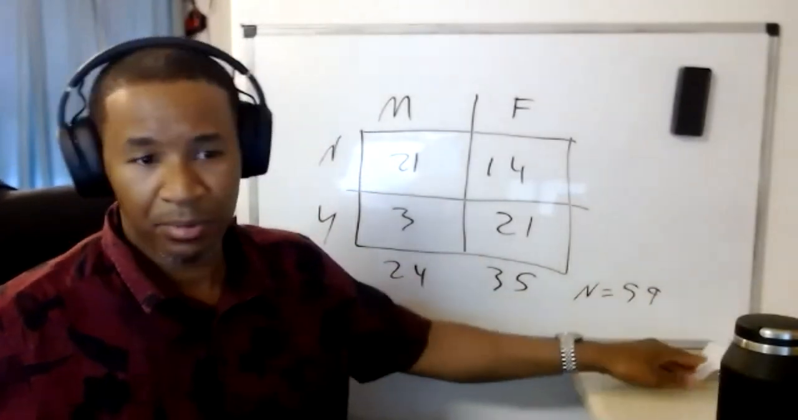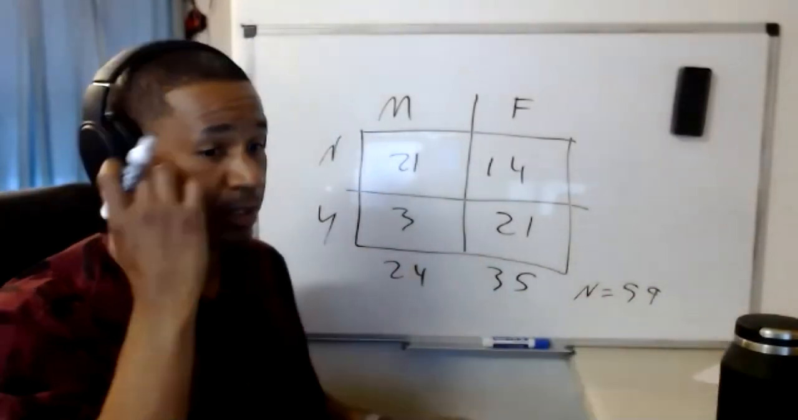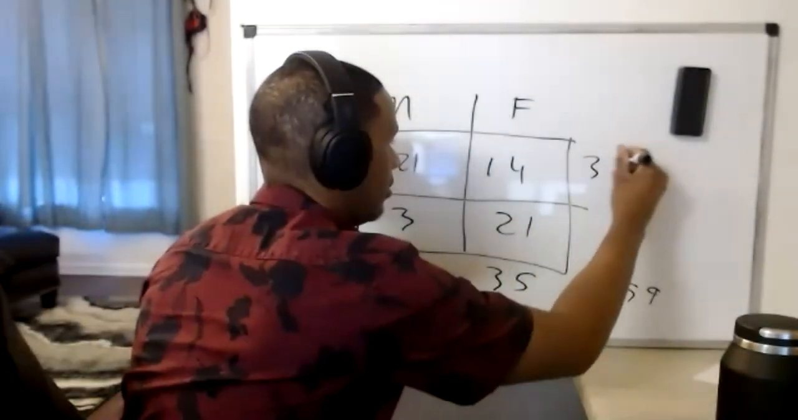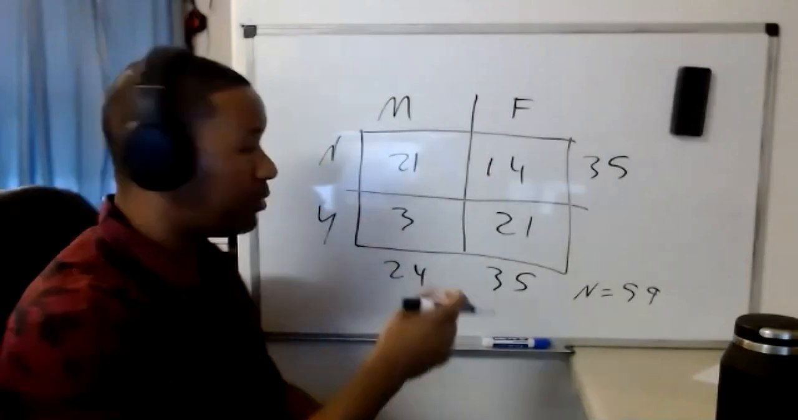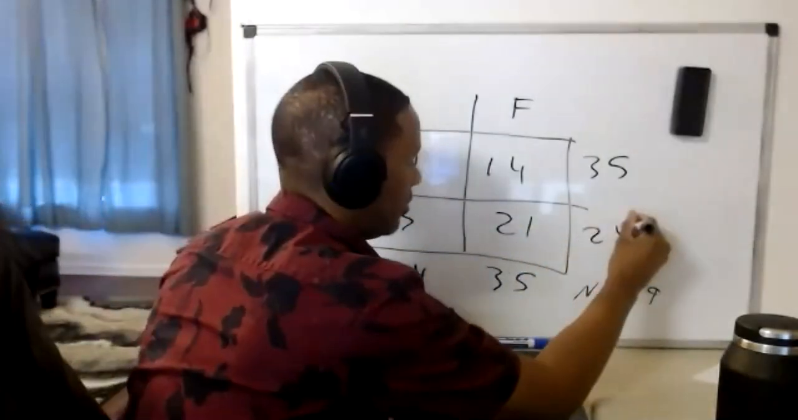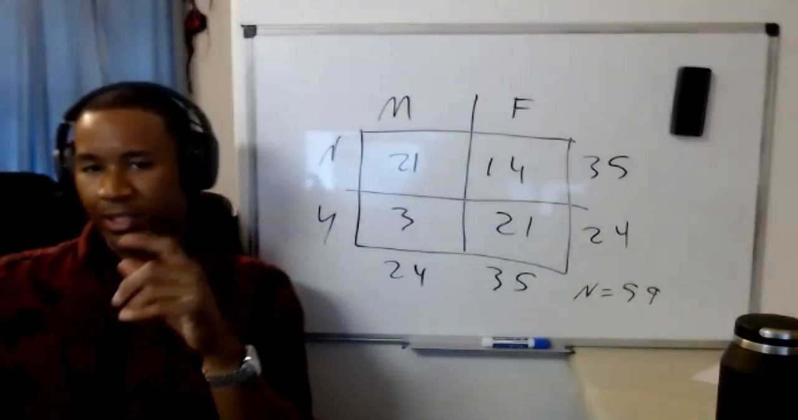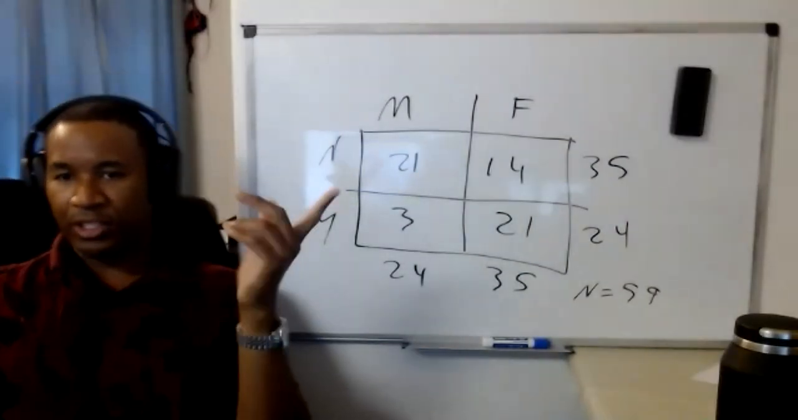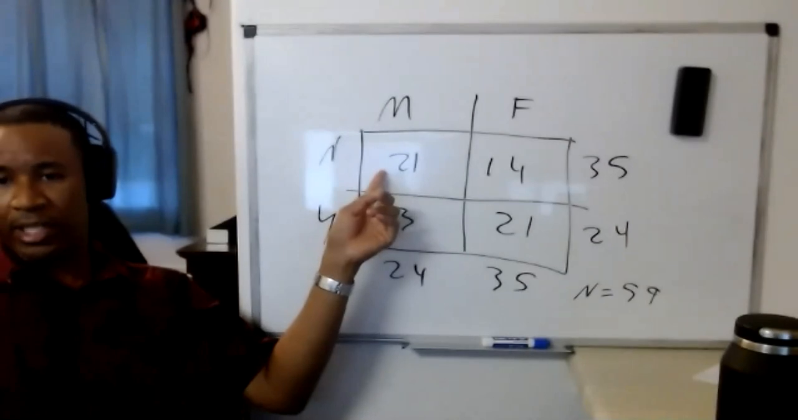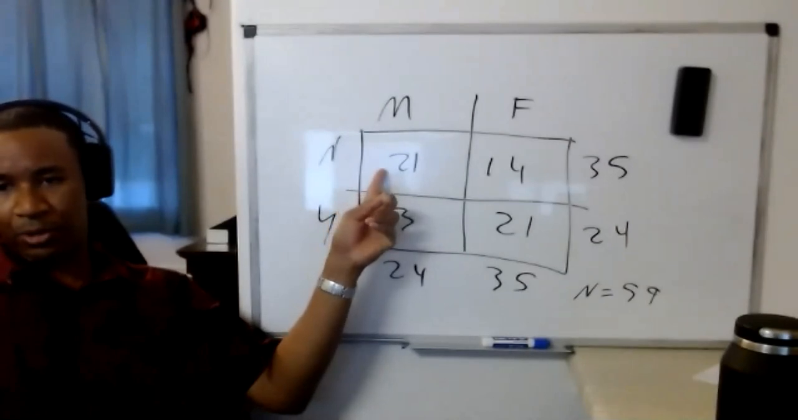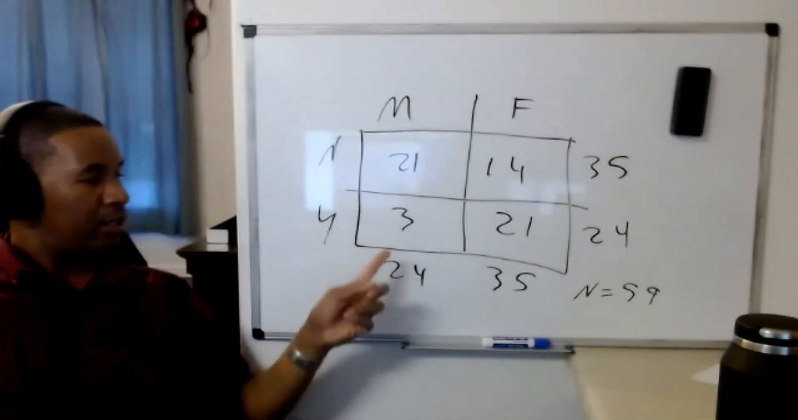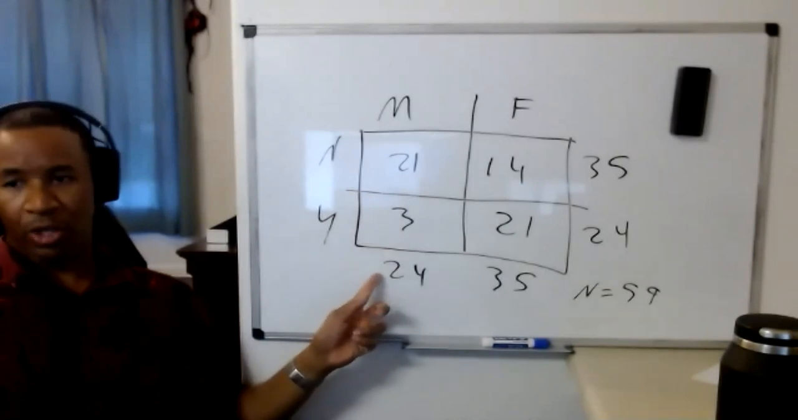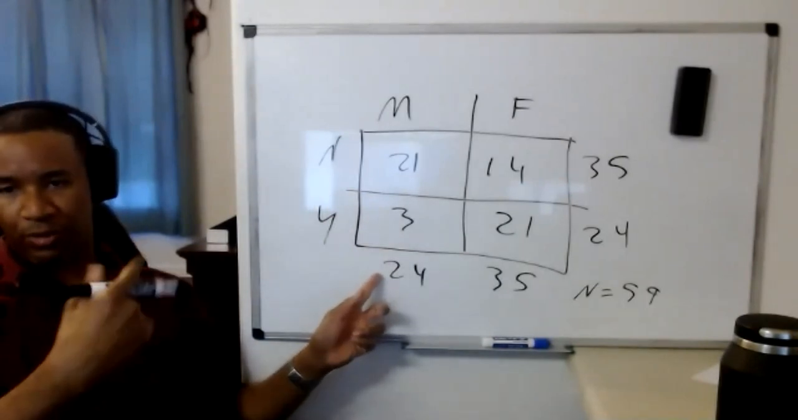Now, how many people said, no, I'm not afraid to walk alone at night? 35. 21 plus 14. How many people said, yes, I am afraid to walk alone at night? 24, 3 plus 21. So to calculate the expected frequency for each cell, we take the first cell, males who said no. We take the column total. How many males are there? 24. Good. So we take 24, which is our column total. We multiply it by the row total for that same cell.